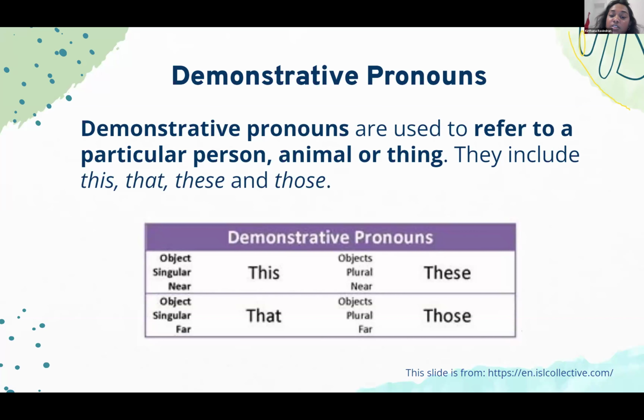Anybody have any questions about this? Okay, everyone understand the difference? Or anyone got any questions? You can just unmute and ask.